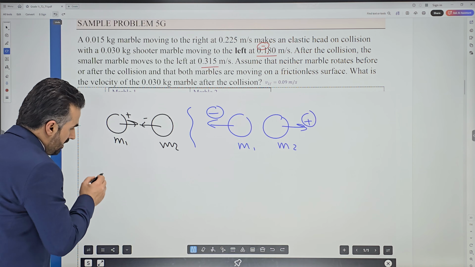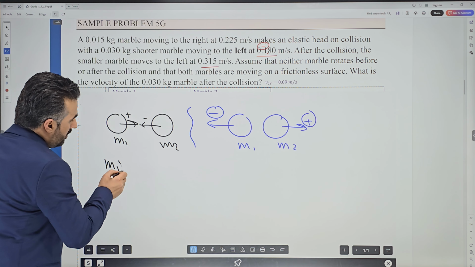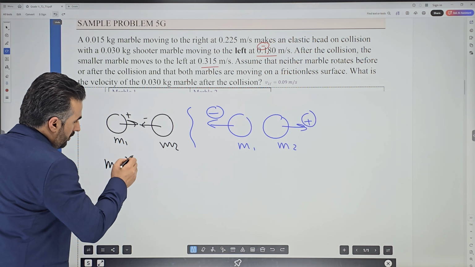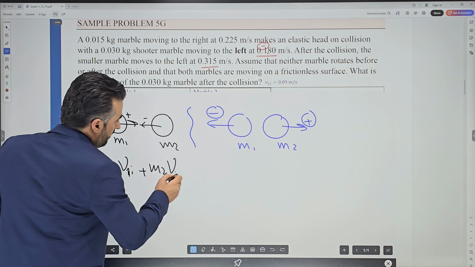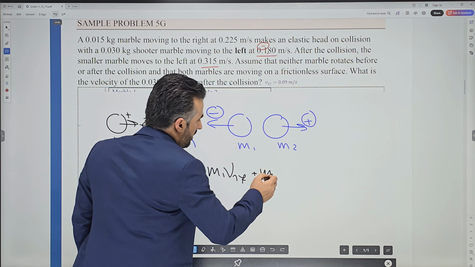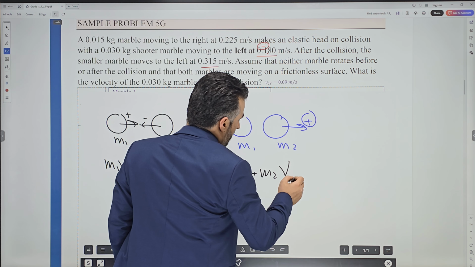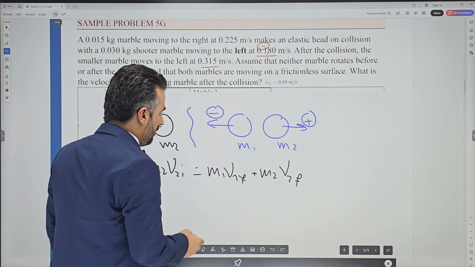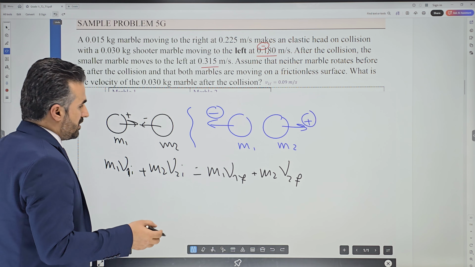So now we can say momentum before the collision, M1 V1 initial plus M2 V2 initial, equals M1 V1 final plus M2 V2 final. So this is all you have to do now. The next thing, just plug in the numbers.